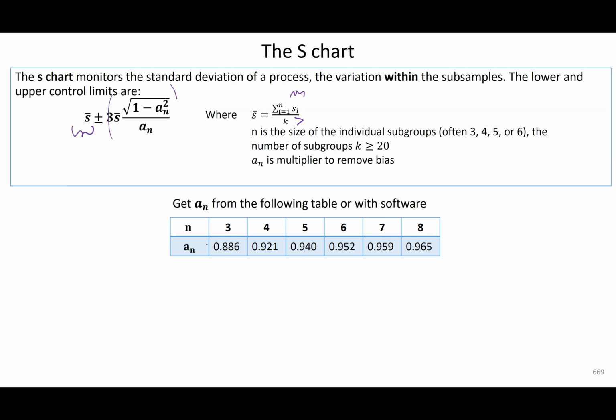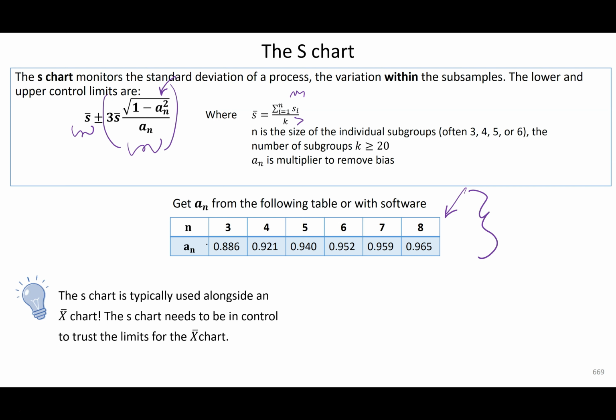So it'll be plus or minus 3 times S bar times, and we have this multiplier here because we do want to have an unbiased estimator here for the spread. So times the square root of 1 minus a sub n squared, over a sub n. And once again, a sub n, there is that equation that we gave earlier in the definition for the X bar chart. We typically will just use this table. So these are the values for a sub n rounded out to 3 places.